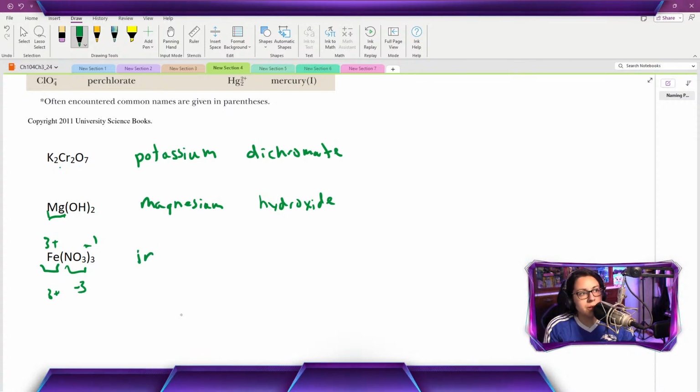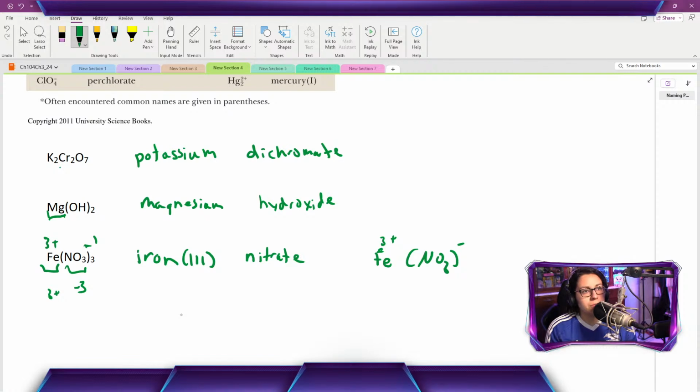And then remember, we write iron 3 for our oxidation state, nitrate. And then again, just sanity check. How do we rewrite the formula? So Fe3 plus, as we said it was iron 3. Nitrate, write out NO3, -1. Now swap trick time. And that gets us back out our iron 3 nitrate formula.